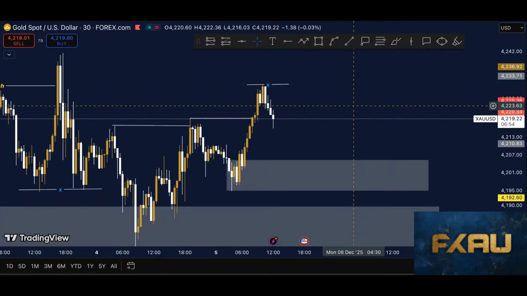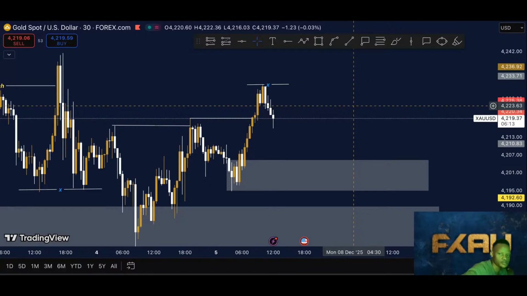That's what I'm waiting for currently. We want price to retrace, and as well, we want to buy. So if we catch a buy right here, then we will buy. We're gonna buy from this zone.